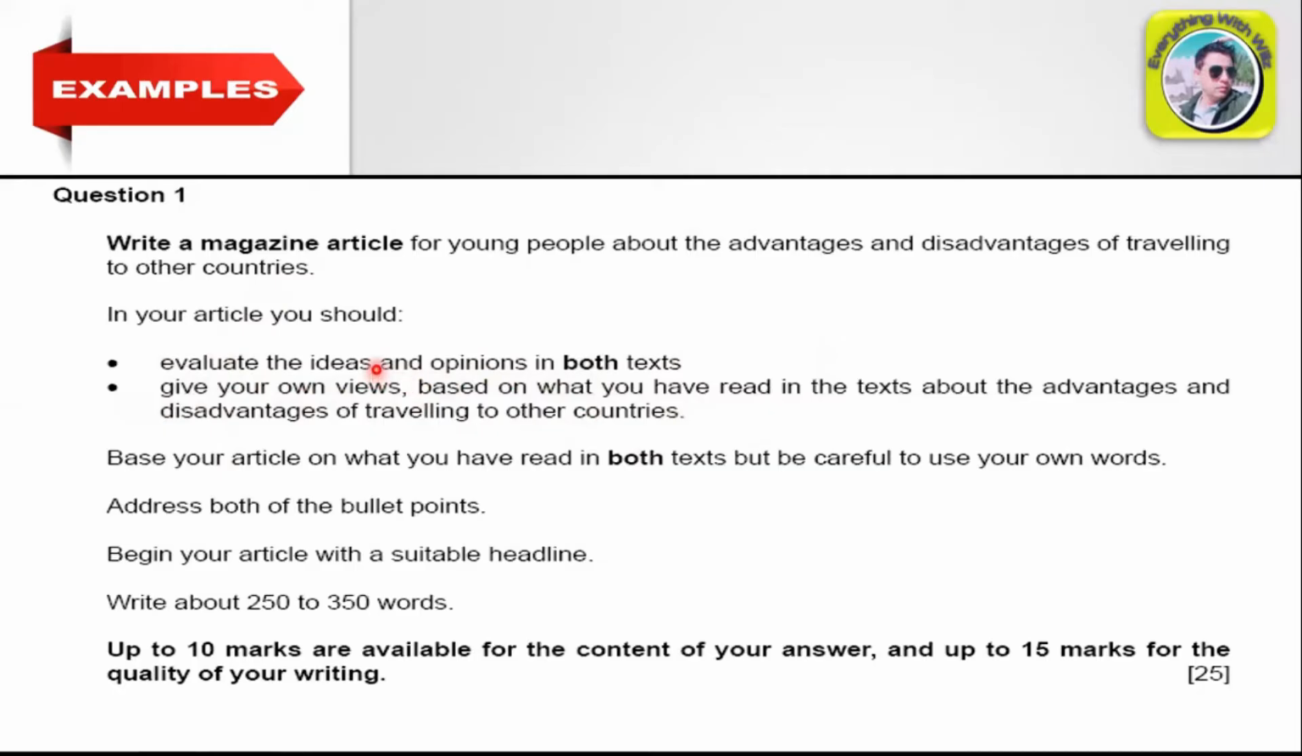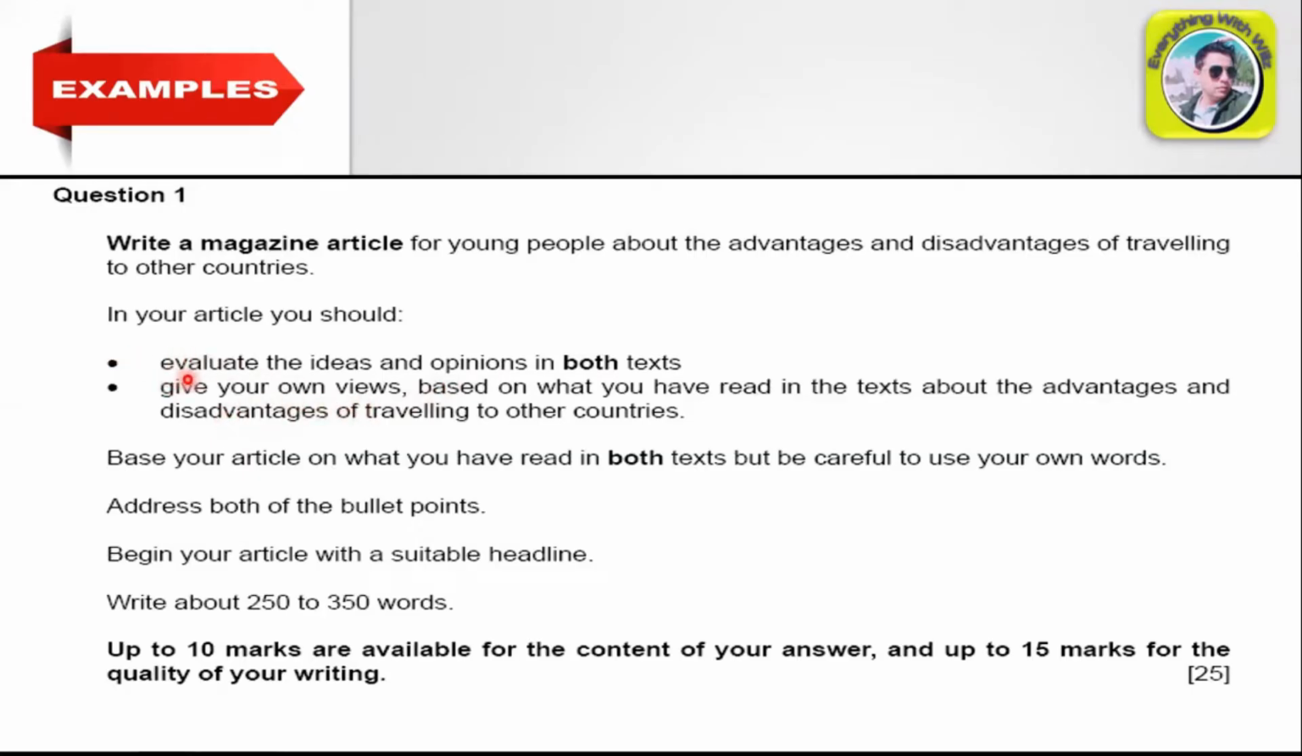This means, first of all, you have to evaluate both the texts. If there are two texts, or if there is one text, you have to evaluate the text. Evaluate means you have to see the advantages and disadvantages, and you have to give your comments on them. You have to reuse the same information in your own words, and then give your comments on them as well. That means evaluate, and then give your opinion in the last paragraph.